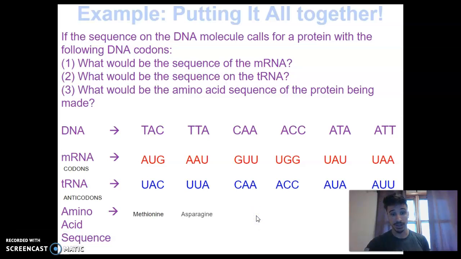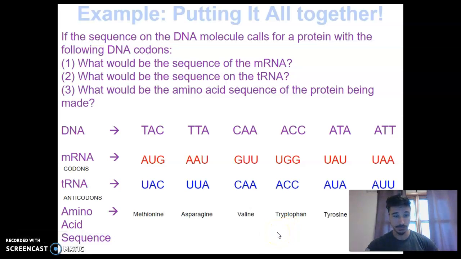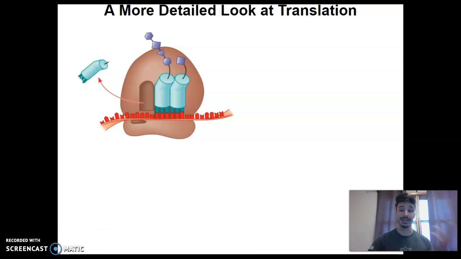methionine, asparagine, valine, tryptophan, tyrosine, and the last one, and it might be blocked by my camera screen here, is a stop codon, and you should have gotten stop there. Okay, so let's take a more detailed look at translation, this process of the ribosome using mRNA and tRNAs in order to make a protein.